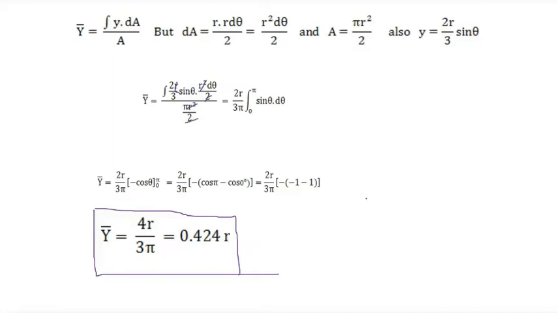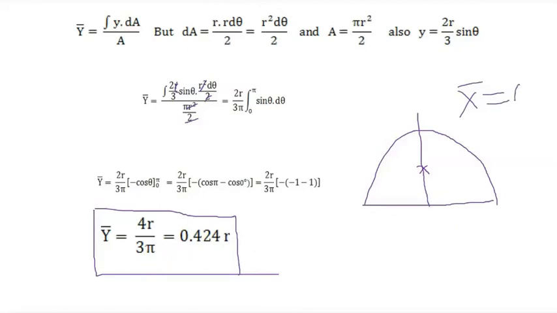Whenever you are given a semicircle like this, the centroid will definitely lie on the y-axis. Therefore, x bar will be equal to 0 if you are taking the y-axis itself as the reference axis. But if you take the y-axis over here, then what will be x bar? If r is the radius, what will be x bar?